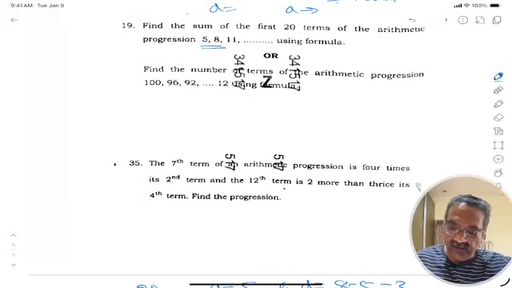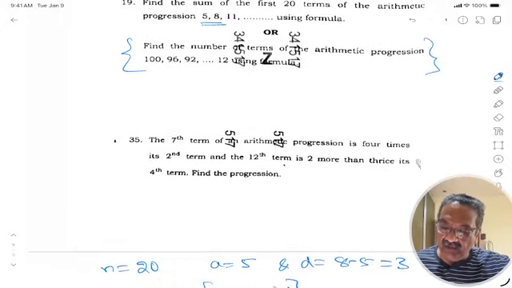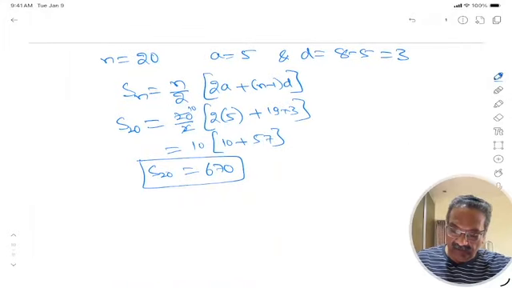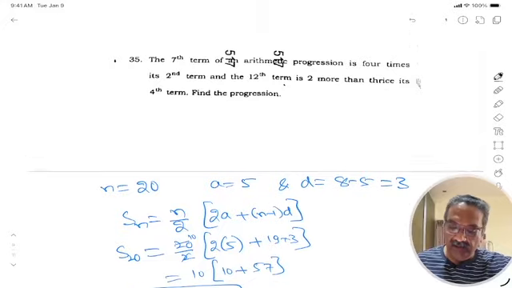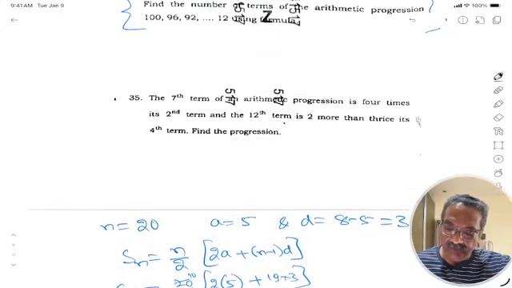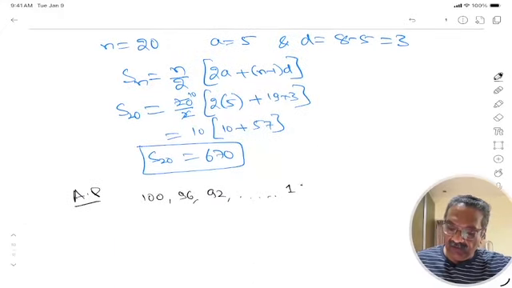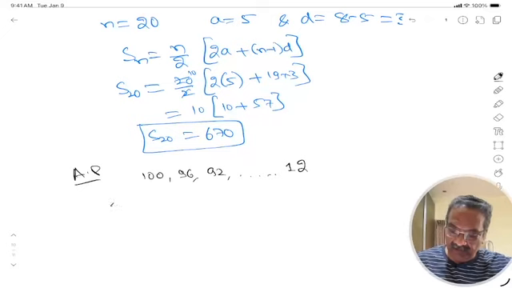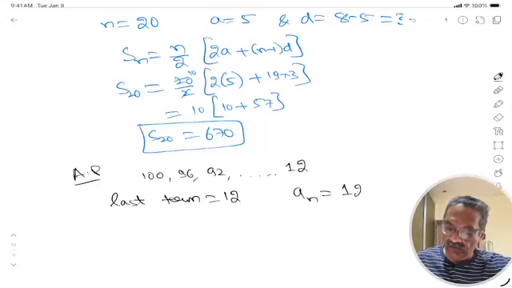Or they have said, there is one more or question, I will solve this also. Find the number of terms of the AP: 100, 96, 92, and so on up to 12. So here the last term is 12. So an is equal to 12. We have to find n.